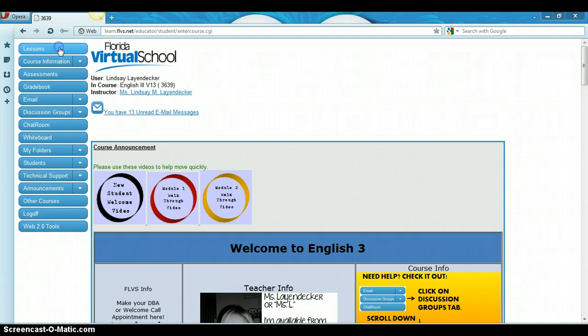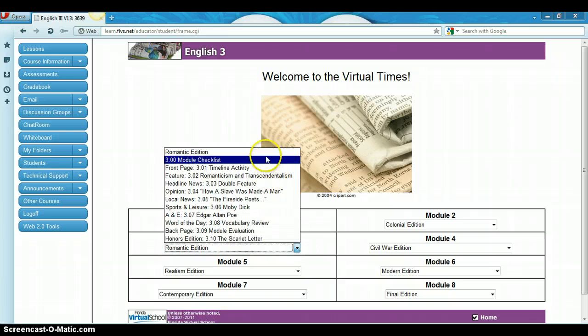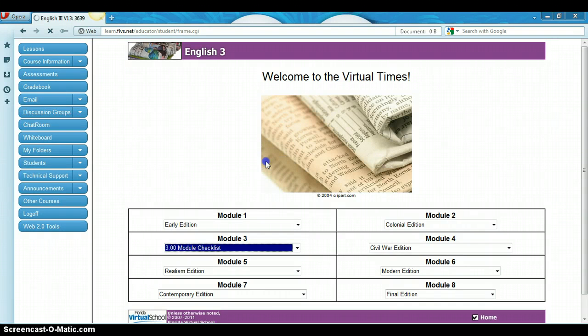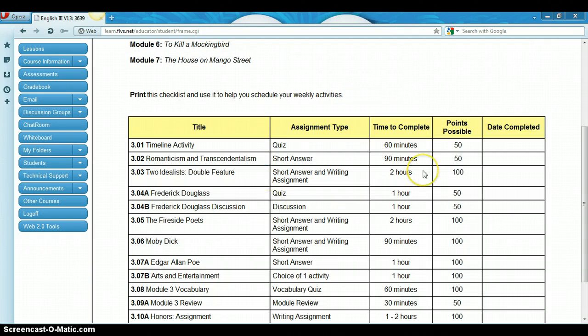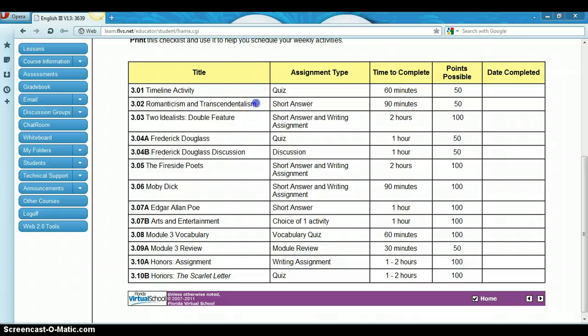As usual, I'm going to click on Lessons. Okay, and Module 3. Let's look at my checklist, so that we can see what it is we need to do. Now, a couple things you need to know.